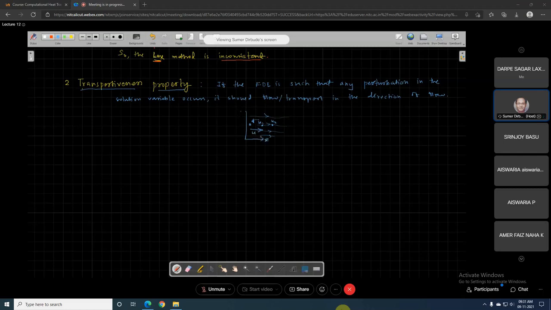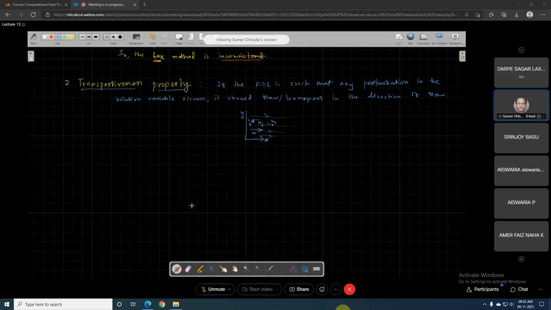If this is your x coordinate, this is your y coordinate, u is a flow direction, then any fluctuations or any perturbation in u should move in the flow direction. Suppose the flow direction is reverse, then this should be u2, and here there should not be any fluctuations. So any fluctuation should grow here or affect this one only. So that is the transportive property. We'll see if the schemes are devised like that or not. If they are, then they have a transportive property.